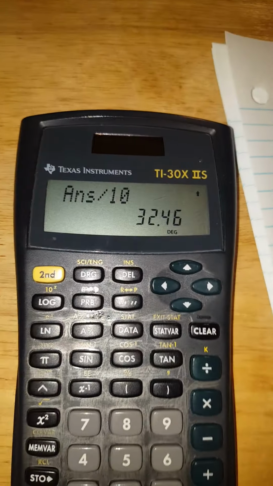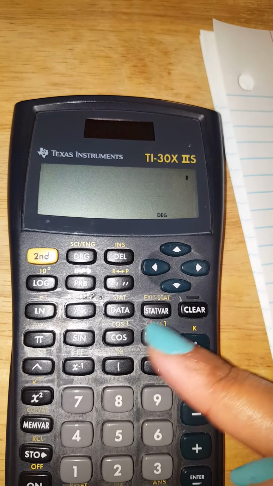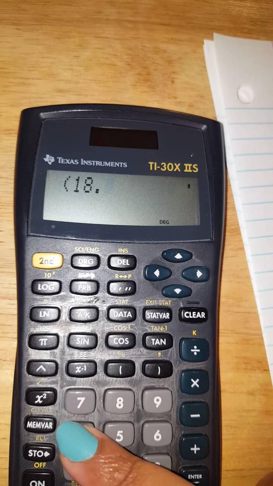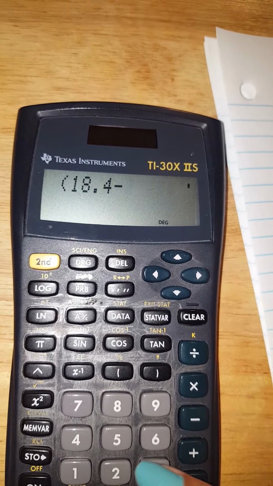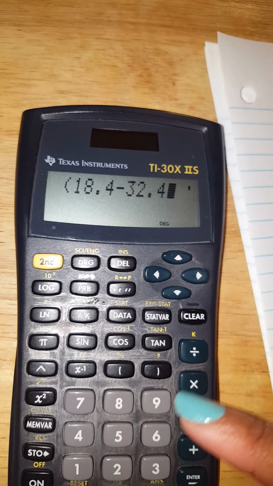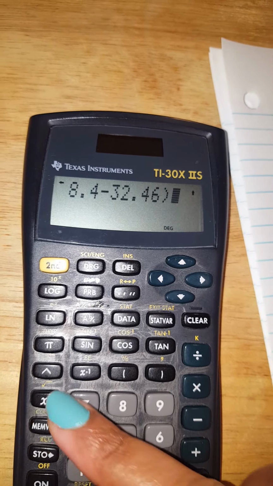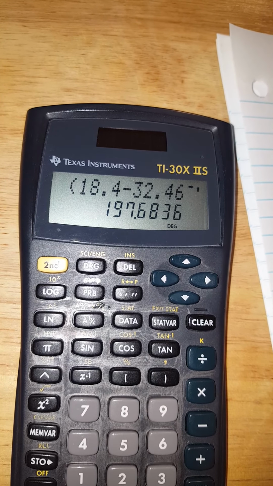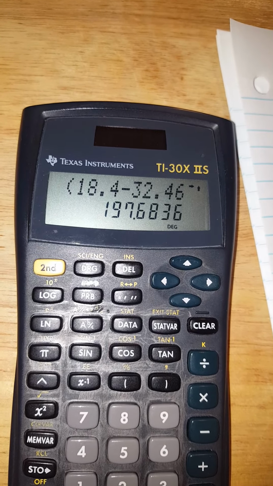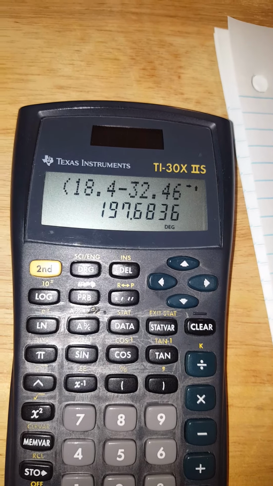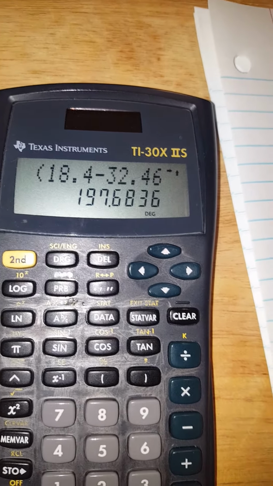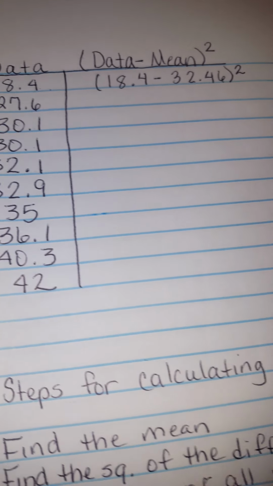Putting that in my calculator just as it's written, I have 18.4 minus 32.46, and we're going to square that. My result, and I'm rounding my answers to the nearest hundredth, is 197.68. So I'm going to put that in my table.